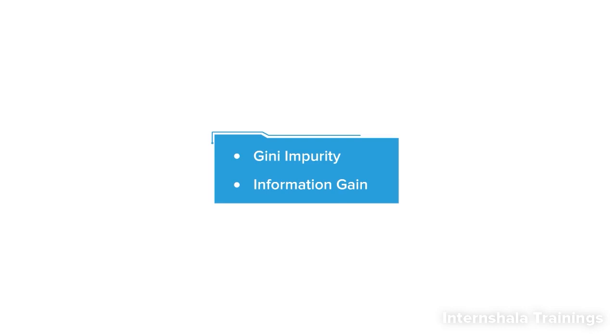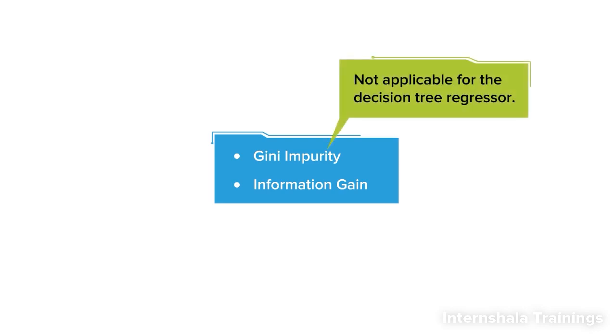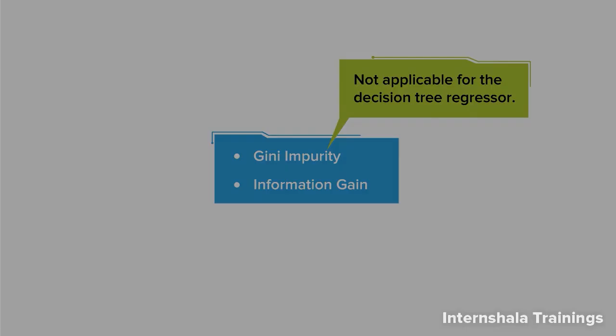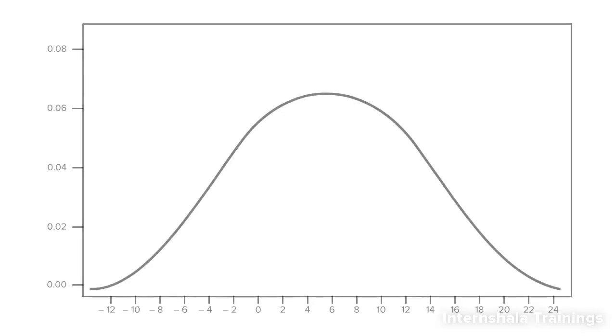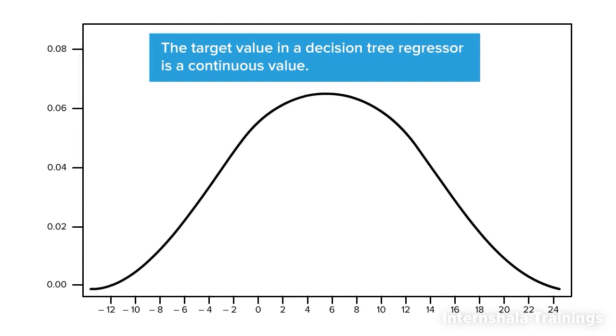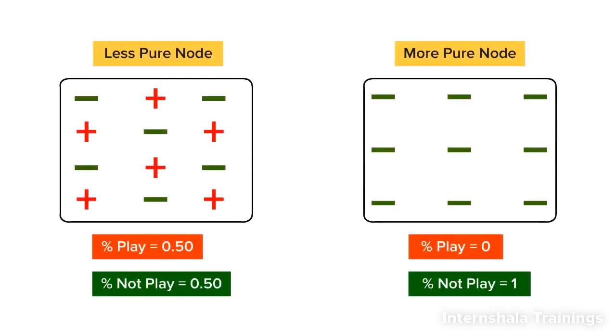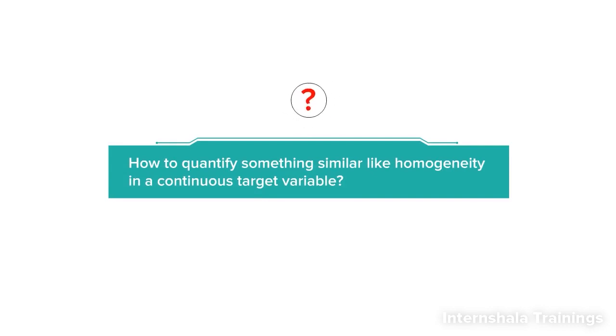As the information gain and Gini impurity are methods for calculating the impurity of the categorical variable, they are not applicable to the decision tree regressor. But why? This is because the target value in a decision tree regressor is a continuous value, and therefore every value present is unique in nature. As a result, we cannot calculate the homogeneity of the subnodes as we did in the case of classification. So what do you think we can do to quantify something similar like homogeneity in a continuous target variable?